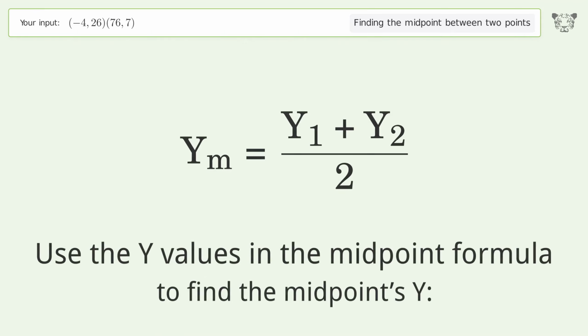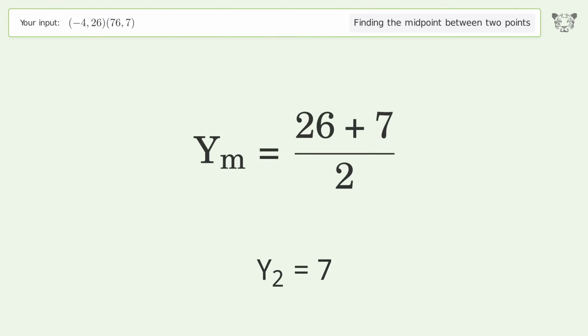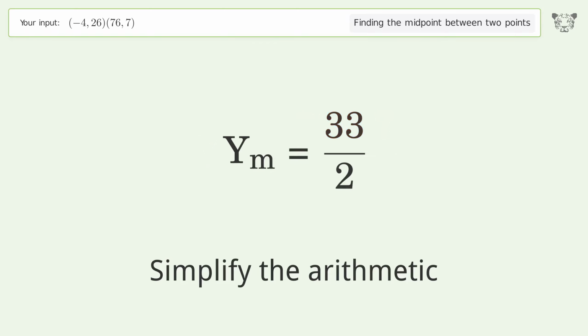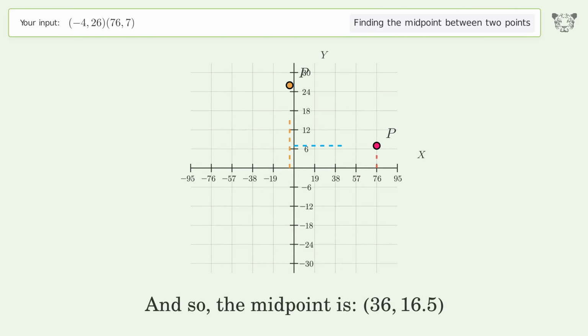Use the y values in the midpoint formula to find the midpoint's y. y1 equals 26. y2 equals 7. Simplify the arithmetic. And so, the midpoint is 36, 16.5.